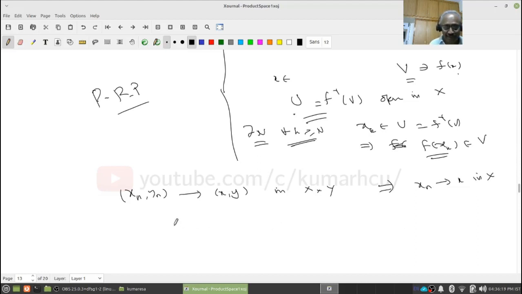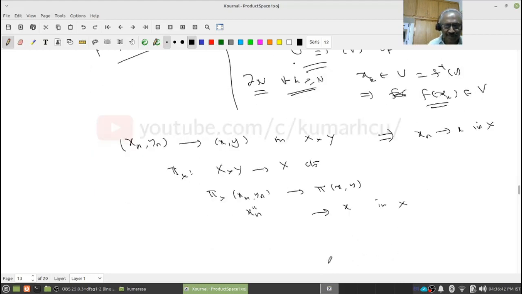Remember, product topology makes pi_X continuous. Therefore, from X cross Y to X, this is continuous. Therefore, I know pi_X of (xn, yn) must converge to pi_X of (x, y). But this is xn and this is x. Therefore, xn converges to x in X. Do you understand the proof? Yeah, I am just using that earlier lemma.